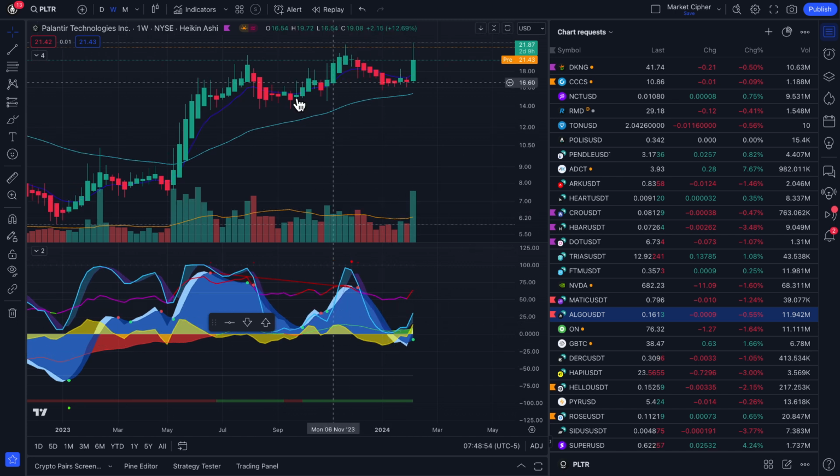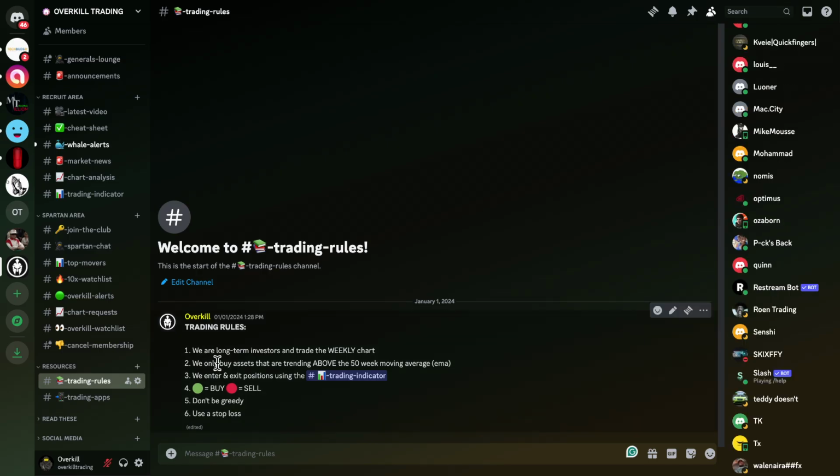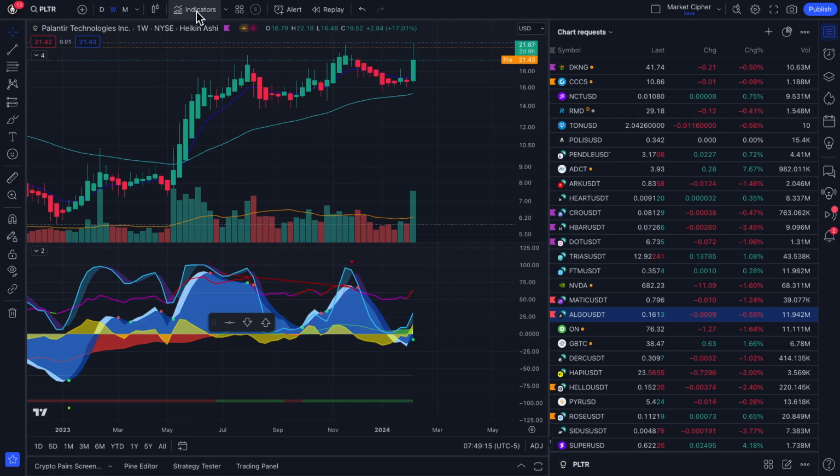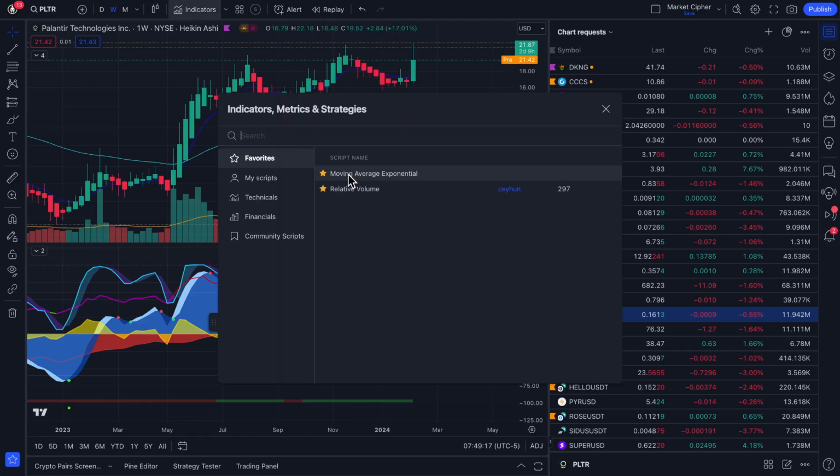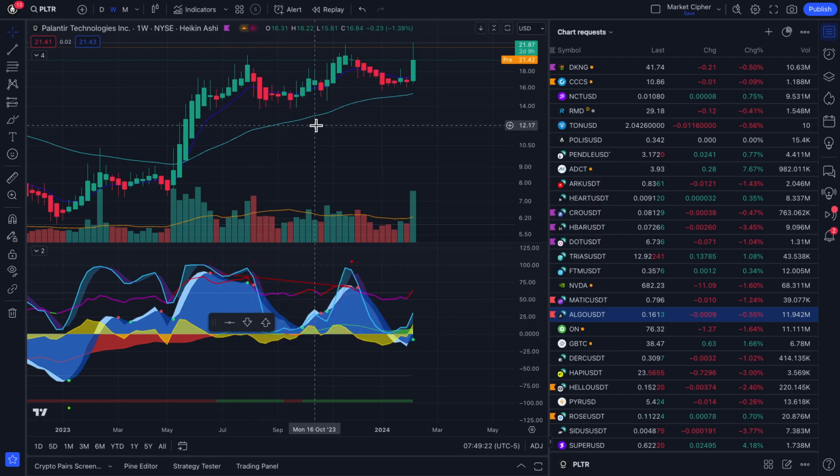So we had again a breakout over the 50-week. That is the yearly average moving price. So rule number two is, yes, we only buy assets that are trending above the 50-week moving average. The 50-week moving average is also known as the 50 EMA, the exponential moving average. You can add it to your chart by going to the indicators tab and hitting moving average exponential. The reason we use the 50-week is because there are 52 weeks in a year, so the 50-week moving average is the average price over the year.